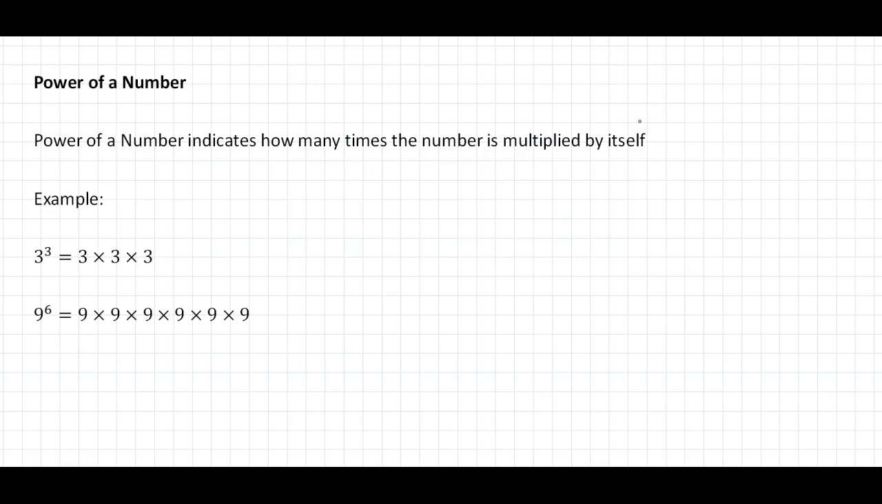So now we'll start with the power of a number. The power of a number indicates how many times a number is multiplied by itself. So that's what we're trying to pay attention to. If I say, for example, 3 to the power of 3, you can see that we have 3 instances of 3 in the multiplication here. And then 9 to the power of 6, you can see here that we have 6 instances of 9 in our multiplication. So this is what we want to do with power.